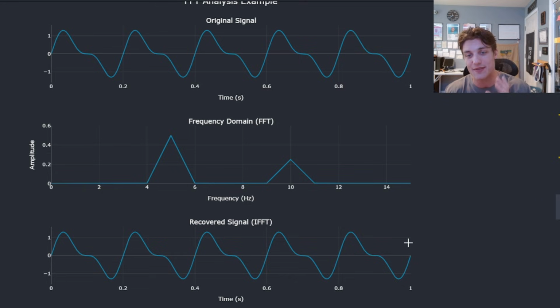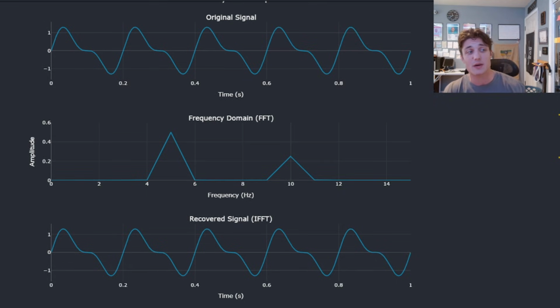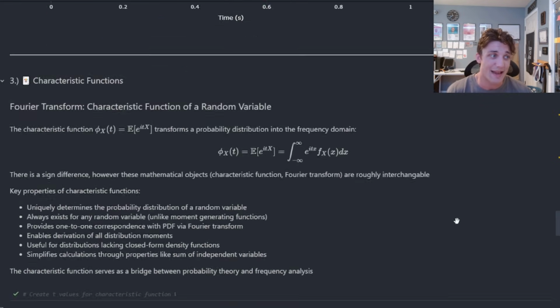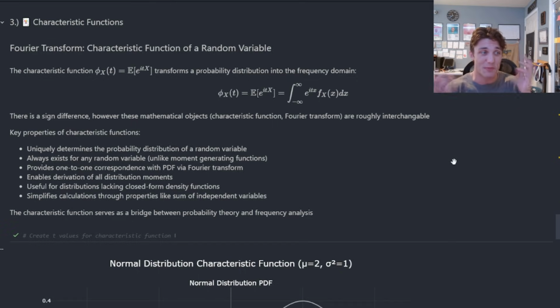So if we understand this, we understand Fourier transforms sufficiently for pricing in the Heston framework. How on earth is a Fourier transform related to our Heston framework? Well, we need to understand this idea of a characteristic function. And if we understand Fourier transforms, then we pretty much already understand the idea of a characteristic function.